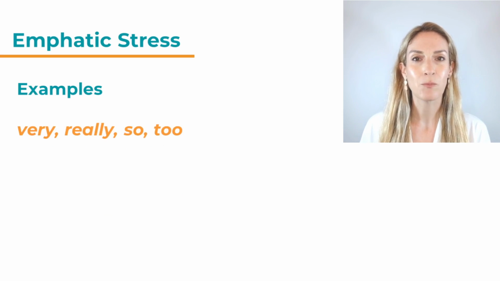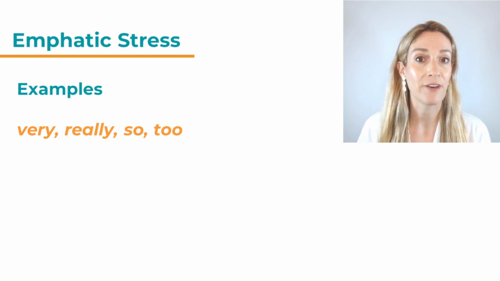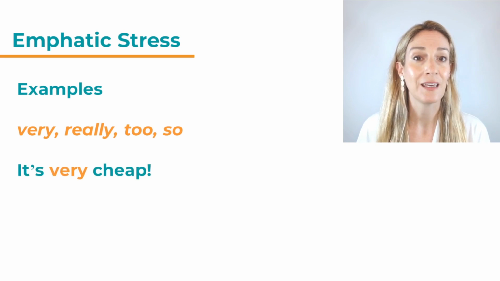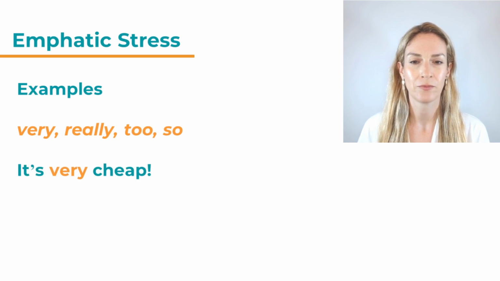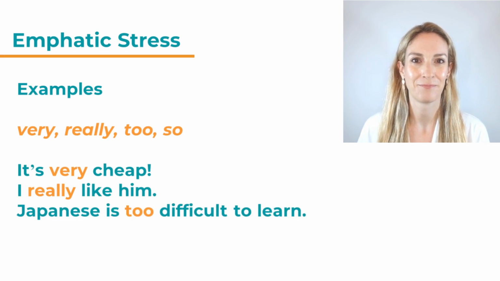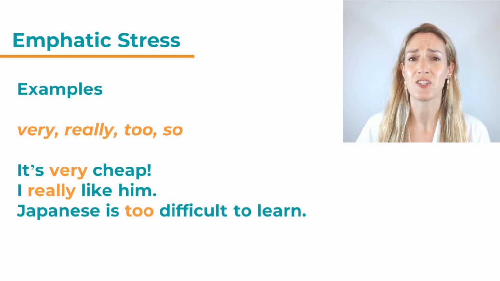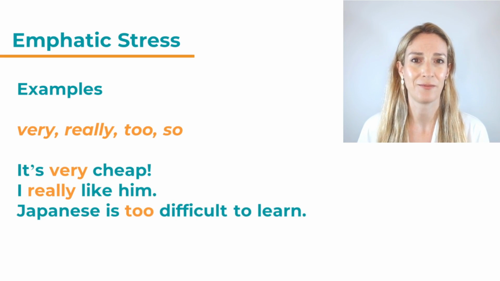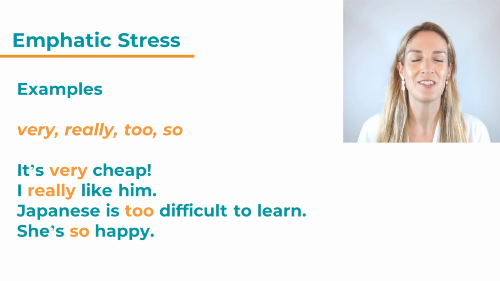Now, here are some more examples. These words also very often receive emphatic stress. Very, really, so, too. You've seen already some examples. Here are a few more. It's very cheap. I really like him. Japanese is too difficult to learn. She's so happy.